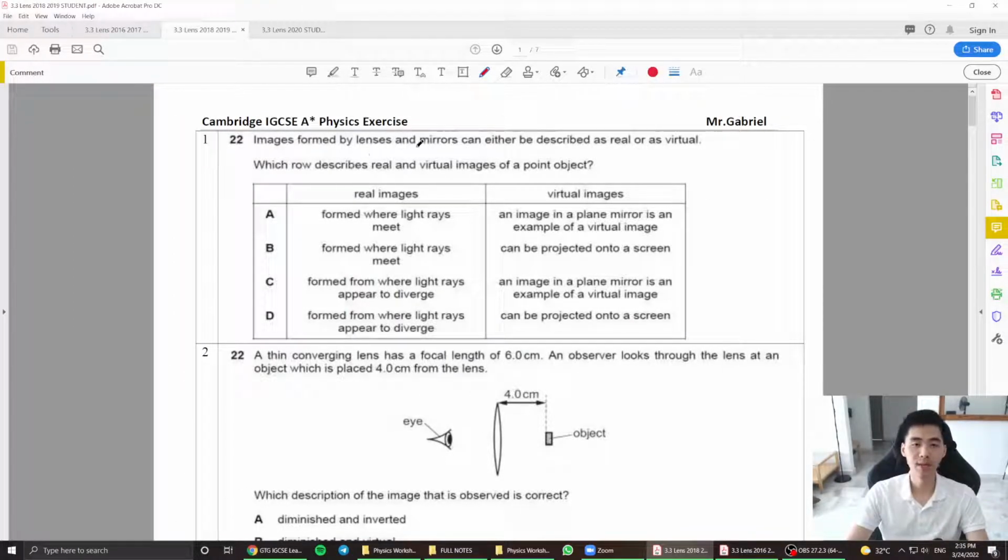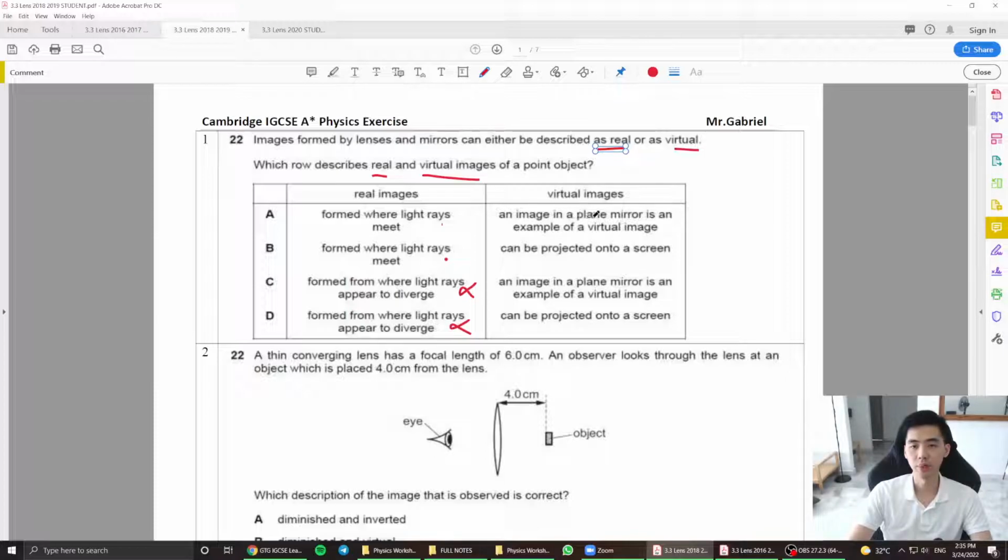Images formed by lens and mirrors can either be described as real or virtual. Which row describes real and virtual images of a point? To be real is to be able to be formed on a screen, and virtual means to say it cannot be projected on a screen, right? So looking here, formed where the light rays meet, this is possible. Formed where the light rays appear to diverge, this is not possible.